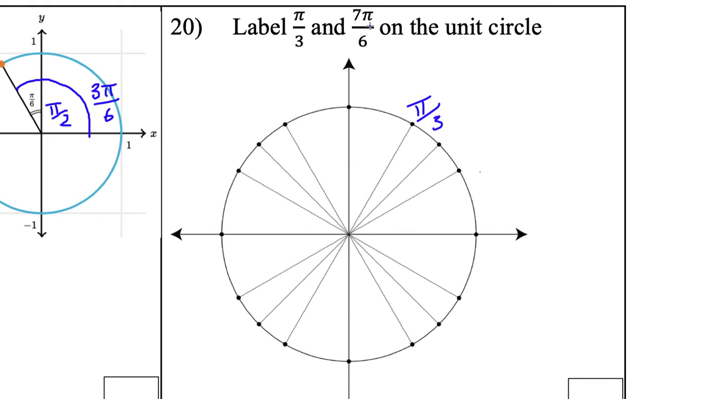Anyway, 7 pi over 6. Everyone point. 7 pi over 6. Good. So fast. 7 pi over 6 is right there, yeah. This is 7 pi over 6.